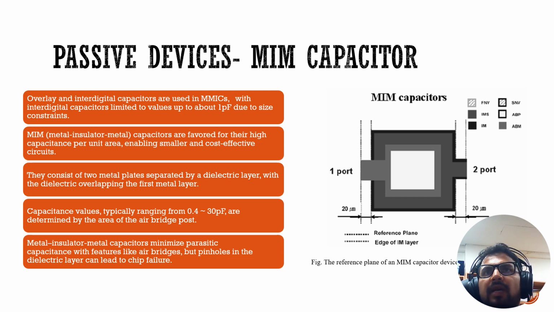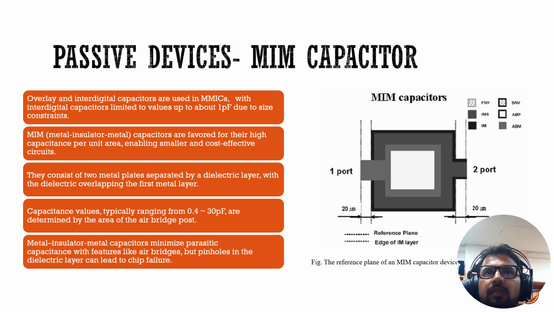Now again, in the passive devices we have the MIM capacitor. So the reference plane of MIM capacitor devices is given in the figure representation, which can be visible, and this represents the overlay and interdigital capacitors used in MMICs, with the interdigital capacitor limited to values up to 1 picofarad due to size constraint. So MIM, that is metal insulator metal capacitors, are favored for their high capacitance per unit area, enabling smaller and cost-effective circuits. They consist of two metal plates separated by a dielectric layer, with the dielectric overlapping the first metal layer.